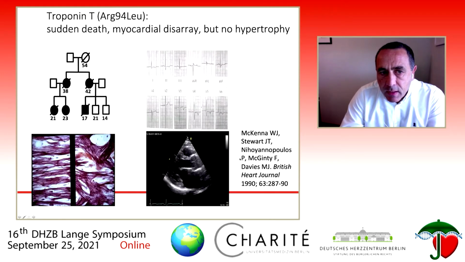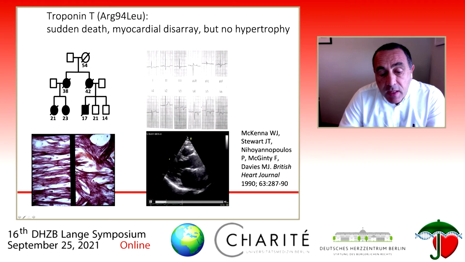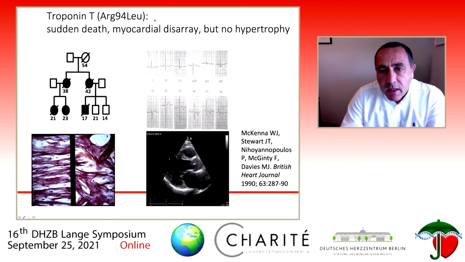This is a family that was described by McKenna and collaborators in 1990 with the presence of mild or absent hypertrophy, but a lot of sudden death, premature sudden death in very young individuals. The ECG was abnormal, but the echo was quite normal, except if you consider the atrial dilatation. And there was a lot of disarray. So in this family, the genetic diagnosis found the mutation, arginine 94, which is in a hotspot domain.